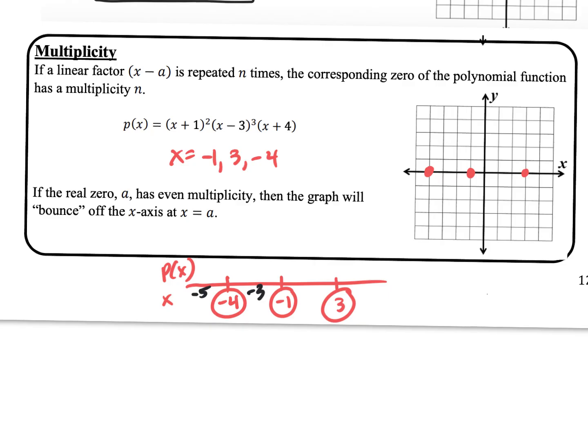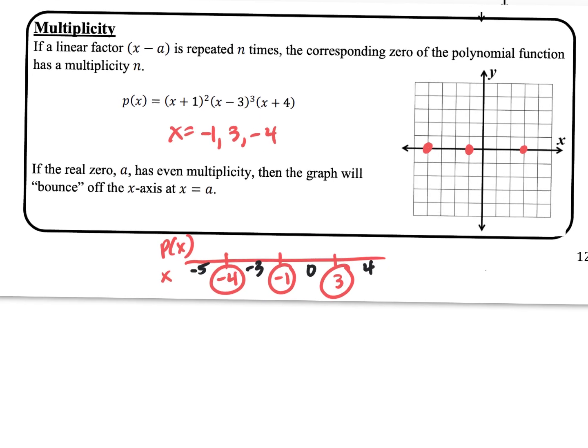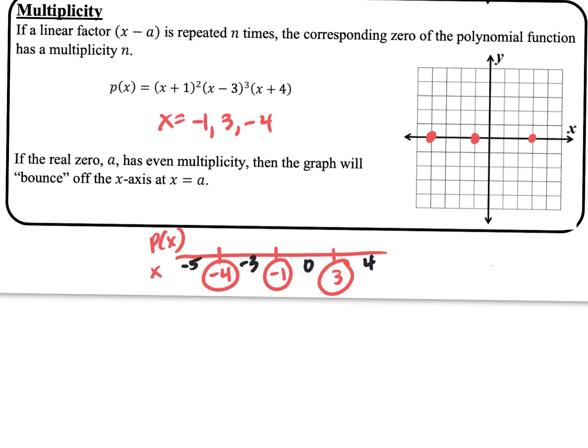Yeah, 2. Could I have done 0? Sure. I'm going to do 0 because I love 0. Bigger than 3? 4. Great. So you guys, this is funky. This is new. This is going to be a little uncomfortable, but we can do this.